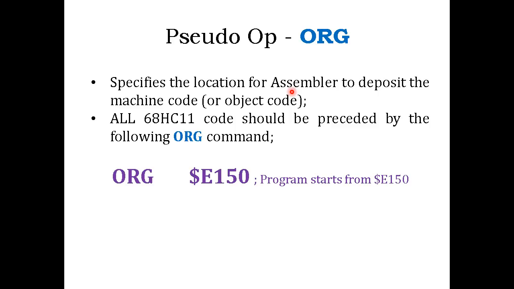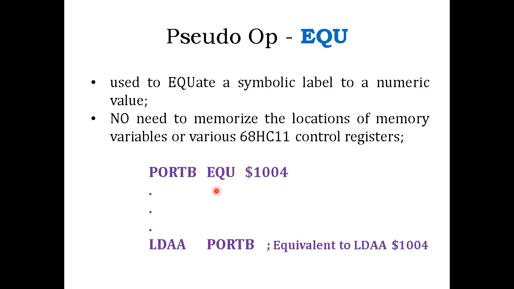Technically that is not something from Motorola. It's something very generic, used to give a command to the assembler. As you can see, if we write this, you are saying to start depositing the following machine code, meaning the next lines of code, starting from this address, E150. We have several other ones. I'm sure that most of you have already seen all of these.